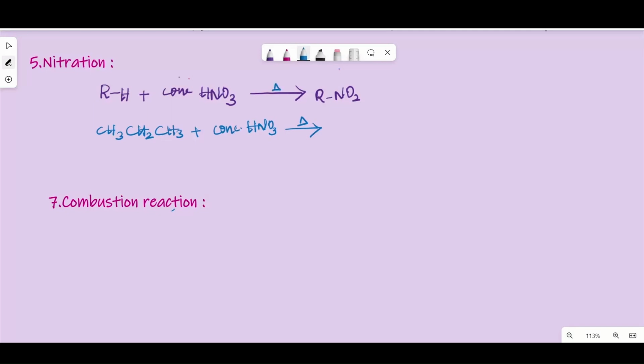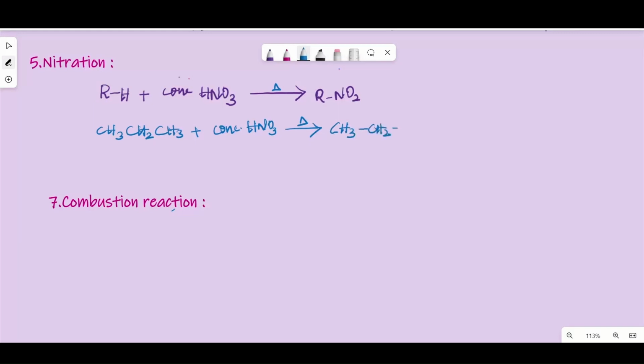Here we have primary carbon and secondary carbon. In this reaction, mainly carbon-carbon bond cleavage also takes place. So this nitration of alkane has very little synthetic application, so we won't use it that much, but you should know about this reaction.